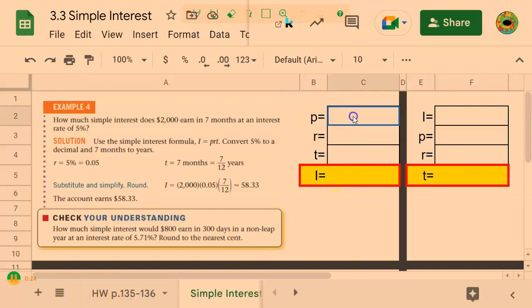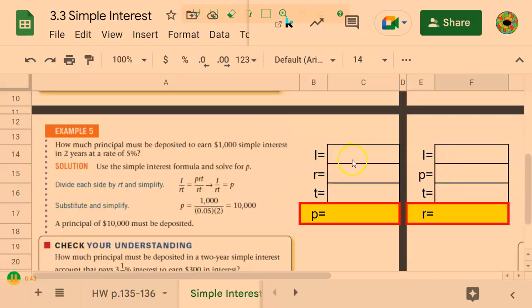The first one answers, what would the interest be if I started off with this much money, I had this interest rate, and I had it there for this long. This question answers, well, let's say I start off with this much money, I want to make this much interest, I have this rate, how long does it take for that to happen? And then we have down here, I know the interest, I know the rate, I know how long, how much money do I have to start off with for that to happen?